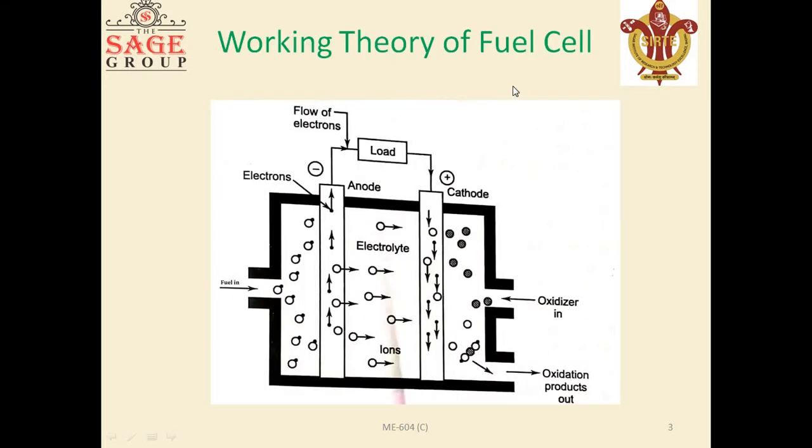This is the working of a fuel cell. Here is the schematic diagram of a fuel cell. The fuel gas diffuses through the anode and is oxidized, thus releasing electrons to the external circuit. The oxidizer diffuses through the cathode and is reduced by the electrons that have come from the anode by way of the external circuit.